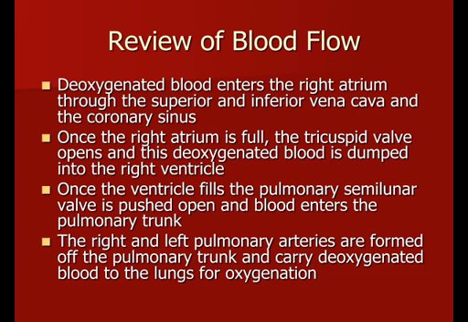Okay, so review of blood flow. I'm sure you can even find tons of animations online that take you through this. Deoxygenated blood enters the right atria through the superior and inferior vena cava and the coronary sinus. Once the right atria is filled, the tricuspid valve opens and this deoxygenated blood is dumped into the right ventricle. Once the right ventricle fills, the pulmonary semilunar valve is pushed open and blood enters the pulmonary trunk. The right and left pulmonary arteries are formed off the pulmonary trunk and carry deoxygenated blood to the lungs for oxygenation.